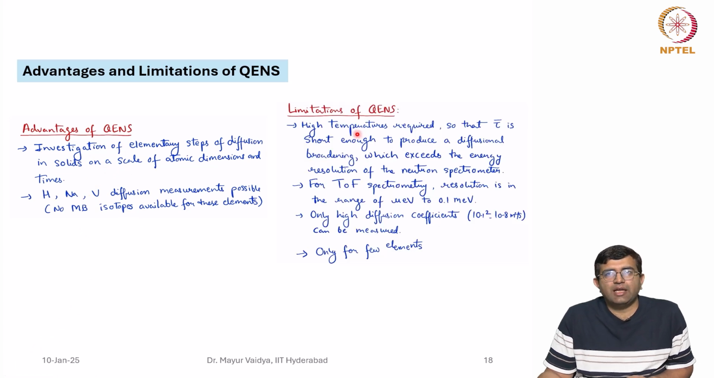The limitations: like MBS, it requires high temperatures so that the tau bar is short enough to produce a diffusional broadening which exceeds the energy resolution of the neutron spectrometer. For the time of flight spectrometry, the resolution is in the range of microelectron volt to 0.1 millielectron volt, and as a result, only high diffusion coefficients somewhere in the range of 10 power minus 12 to 10 power minus 8 meters square per second can be measured. And again, like MBS, it is only possible to measure for few elements.